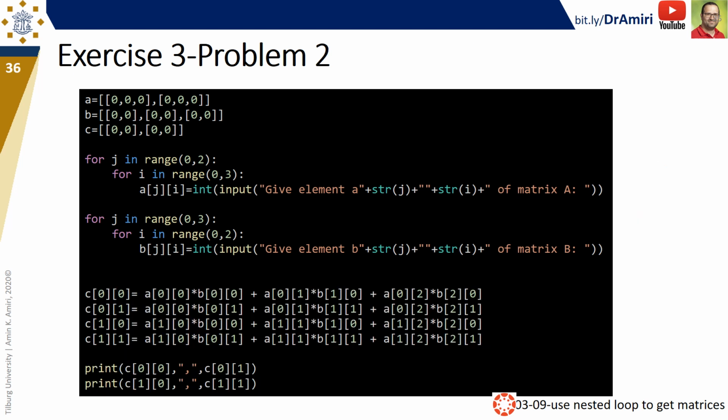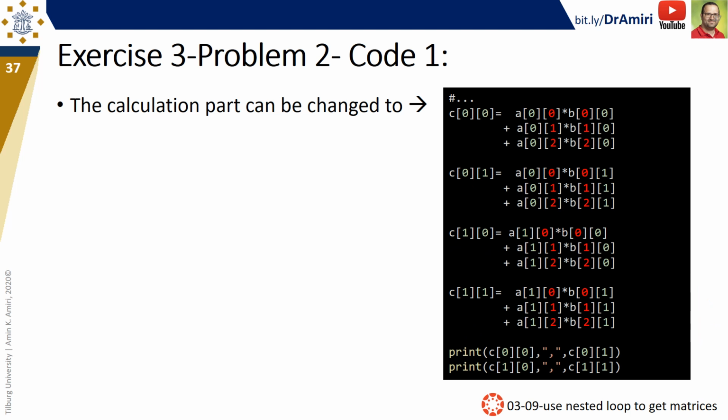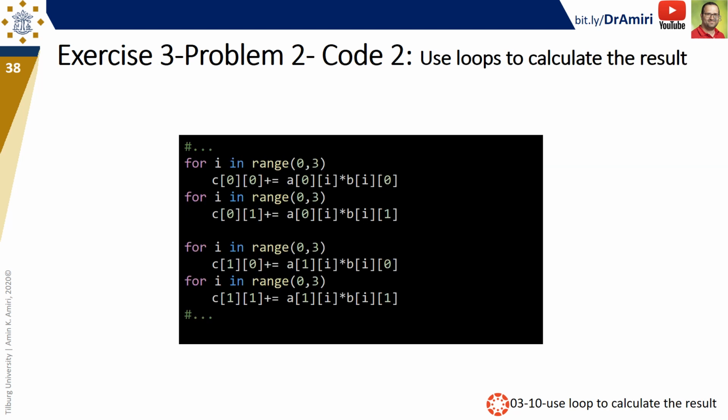Now I can attack problem number two. So the focus would be on calculating the result. There's a pattern also in calculating the result. So I just need to find the patterns in continuous lines. As you can see here, the red parts are the changing parts for each line. So I have to turn them into a for loop.